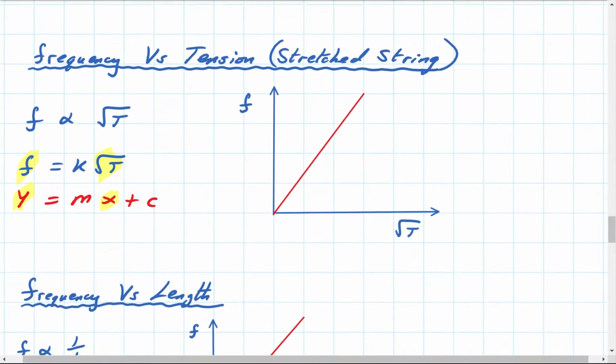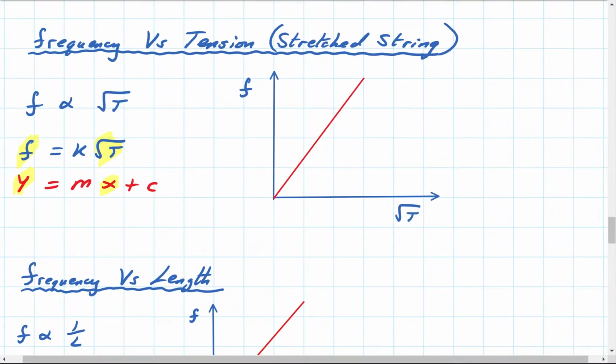Now we're on to the experiments on sound. Frequency is proportional to root tension. So again, if it's proportional, that means it goes through the origin. There's no c; c is 0 again.